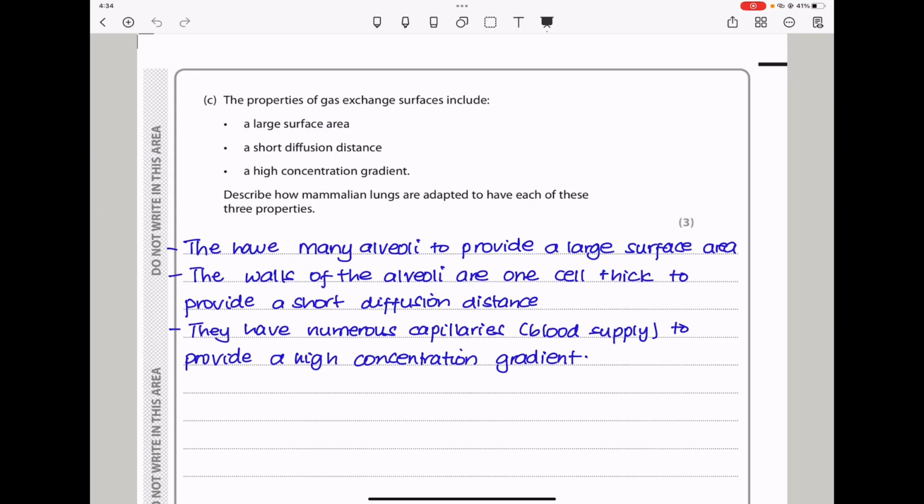Moving on. So here they say, the properties of gas exchange surfaces include a large surface area, a short diffusion distance, and a high concentration gradient. Describe how mammalian lungs are adapted to have each of these three properties. Now, the mammalian lungs have many alveoli, and these provide a large surface area. Also, the walls of the alveoli are 1 cell thick, meaning they provide a shorter diffusion distance. They also have numerous capillaries, which is a greater blood supply to provide a higher concentration gradient. In this case, as oxygen comes in, it is going to be taken away immediately due to the many blood capillaries that are present around the alveoli.